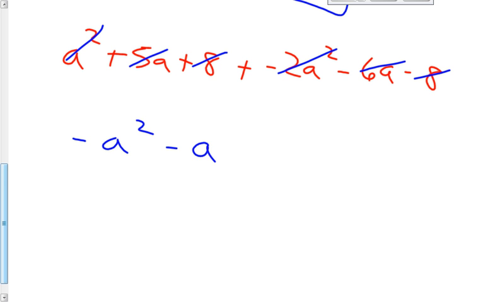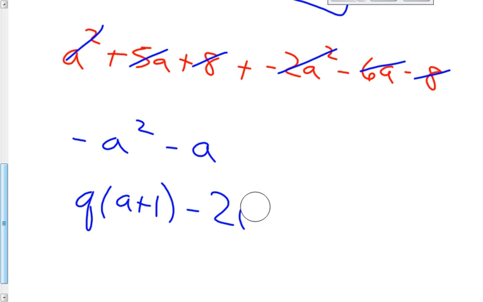And what is best to put is to really show our work. When we put in q of a plus 1 and we subtract 2 q of a, when we evaluate that, we get a negative a squared minus an a.